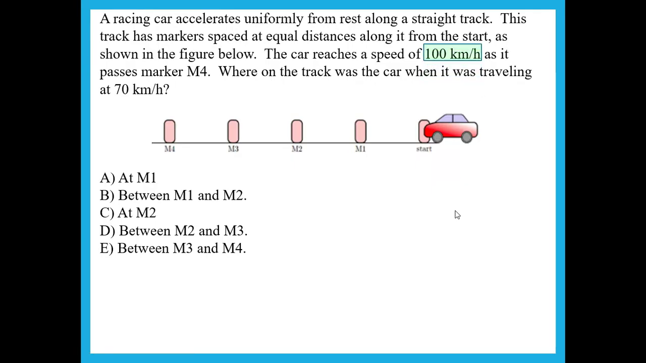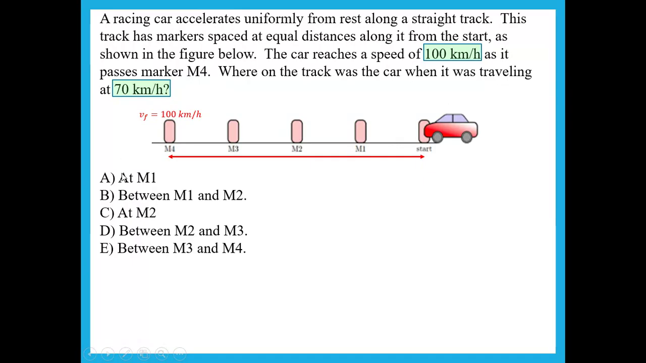Here, the final speed is given to us as 100 kilometers per hour. So I'm just going to label that where marker 4 is because it said so. And that is the distance that it traveled by the time it reaches this particular final speed of 100 kilometers per hour. Well, it wants us to find where the car is when it was moving at 70 kilometers per hour. So just using common sense, it's somewhere between the start and M4, right? Because 70 is greater than 0 kilometers per hour, but less than 100 kilometers per hour.